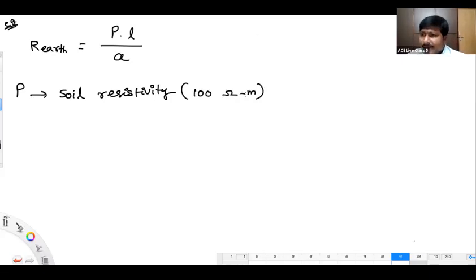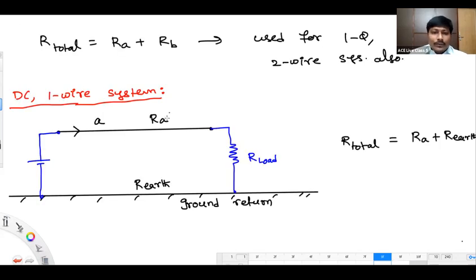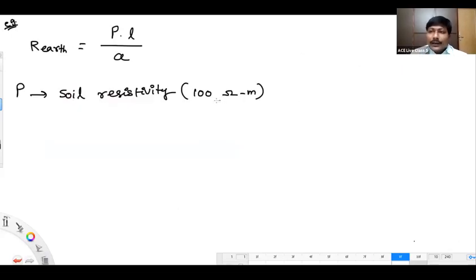Is it a low value or high value? It's a very, very high value. Resistivity of the soil is very, very high. For an aluminum conductor, the resistivity of aluminum is around 2.8 into 10 power minus 8 ohm meters, whereas the soil resistivity is around 100. So soil resistivity is a very, very large number compared to the resistivity of aluminum or our power conductors. That's one thing we have to identify.